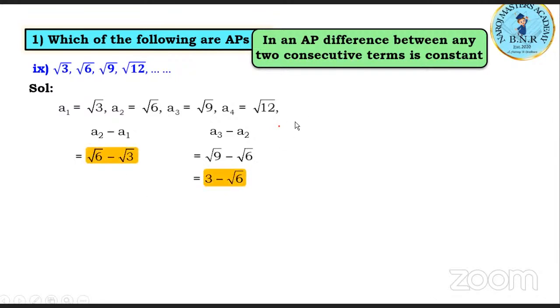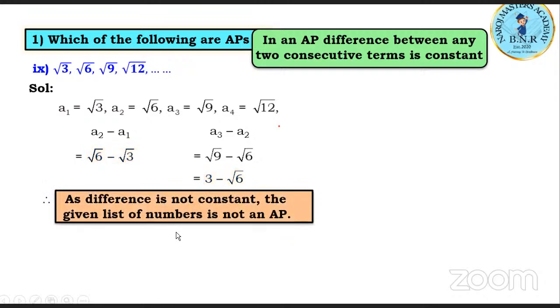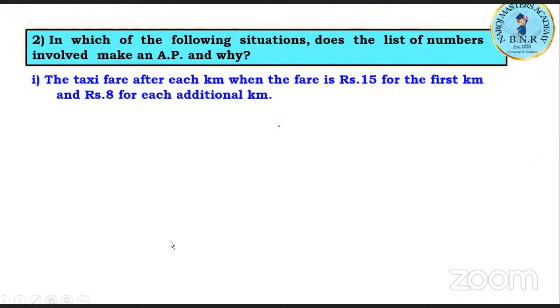No need to find the third one also. The first one is not same with second one. Yes, sir. As the difference is not constant, the given list of numbers is not an AP. So depending on the situation now, in which of the following situations does the list of numbers make an AP and why? Look at the first situation. Okay, first situation is what?